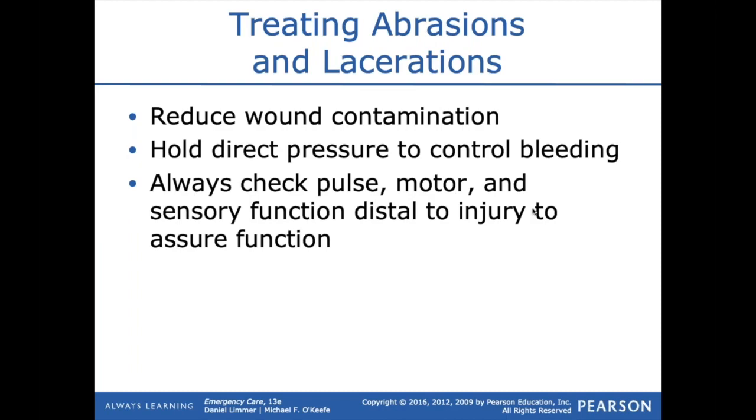Abrasions, lacerations, again, contamination, direct pressure to control the bleeding, and then before and after you do anything to an extremity, motor, sensory, and pulses, right? CSMs, circulation, sensation, and motor. If you're just trying to put a dressing on a laceration, you're not putting a tourniquet on, you're just putting a dressing on it, and you check afterwards and you put it on too tight, you don't have a pulse, crap, loosen it up, okay?